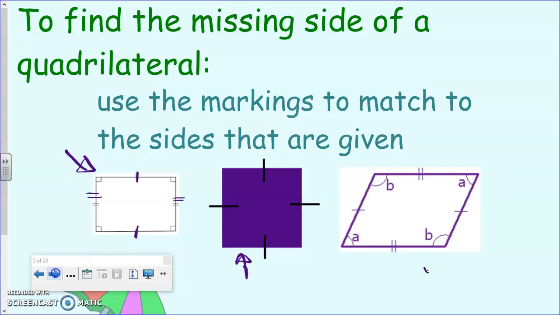And then on the third shape I have a parallelogram. So it's like a tilted rectangle, so the top and the bottom are going to be the same length, and the left and the right are going to be the same length. So I'm going to use whatever numbers they give me to match up to the other side.